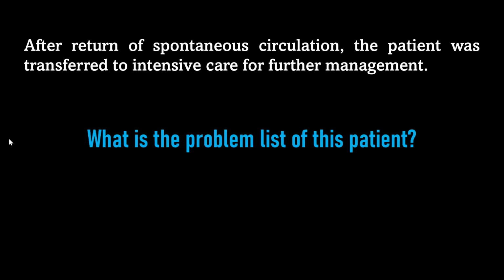So after return of spontaneous circulation, the patient was transferred to the intensive care for further management. What is the problem list of this patient? The problem list of this patient is first the hypoxic injury of the brain, the hemodynamic instability and cardiovascular collapse, the ARDS, the DIC, and uterine atony.